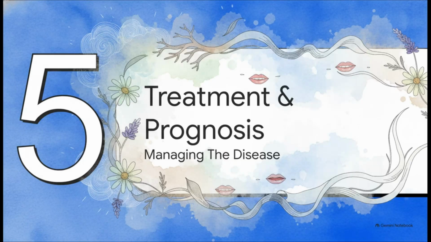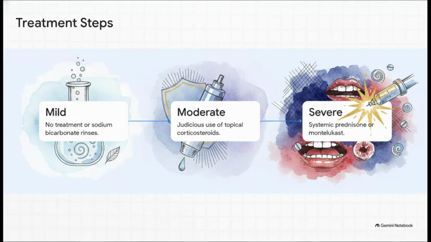Finally, we've made it to Section 5, treatment and prognosis. How do we actually manage this and get our patients out of pain? Treatment for aphthous ulcers is entirely dependent on clinical severity. We use a very logical, tiered approach. Step 1. For the occasional minor ulcer, less is often more. Recommend no treatment or maybe just a bland sodium bicarbonate and warm water rinse to neutralize acids and keep the mouth clean.